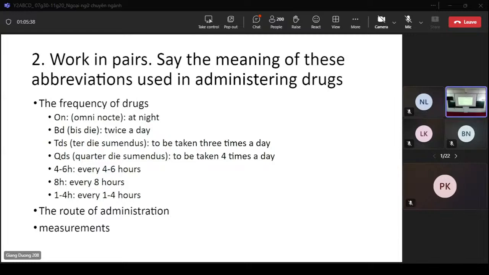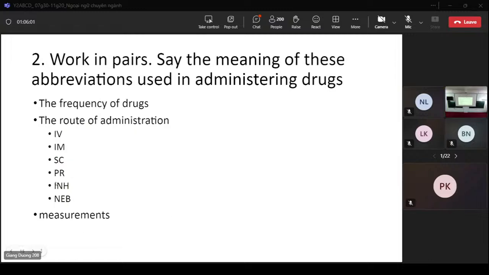All right, now let's move to the route of administration. Hey, online students, are you still with me? Các bạn online kịp không em? Kịp không? All right, Đồng, thank you. Continue with the route of administration.